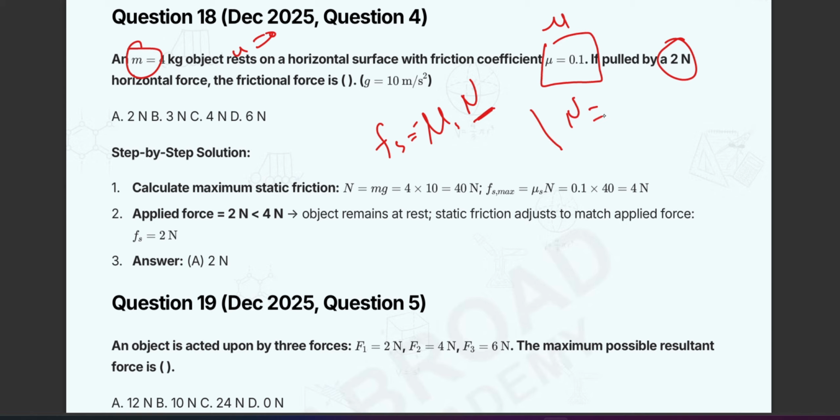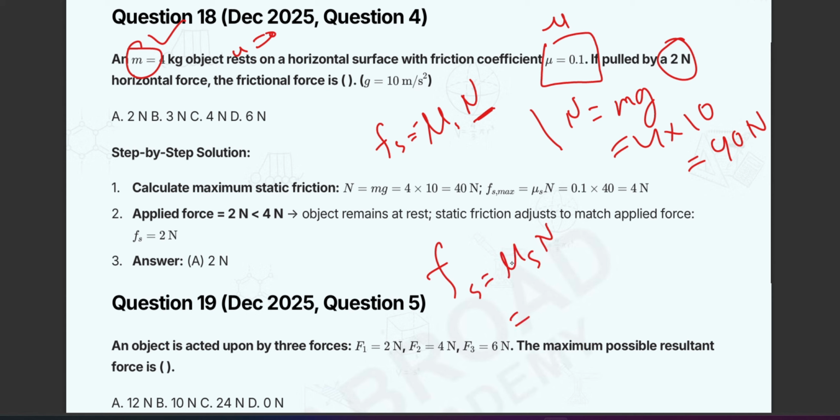We also know N is equal to mg. Here m is 4 kg, and g is 10, so 4 into 10 will be 40 Newton. And here the object is pulled by 2 Newton. So now we can solve this problem easily. Here the maximum friction is mu s into N, where mu s is 0.1 and N is 40, so it will be 4 Newton.